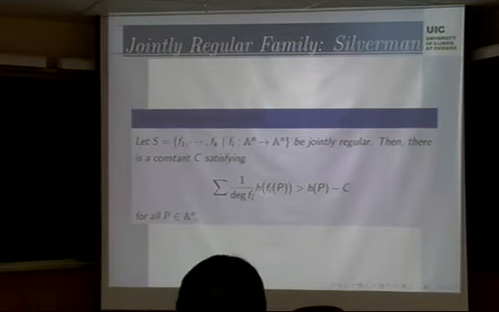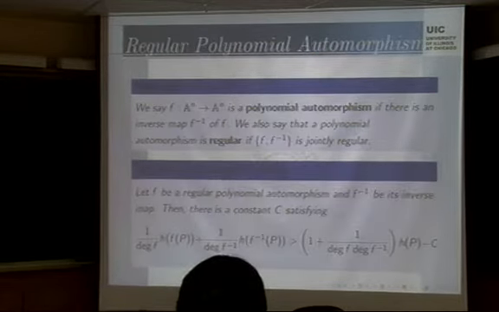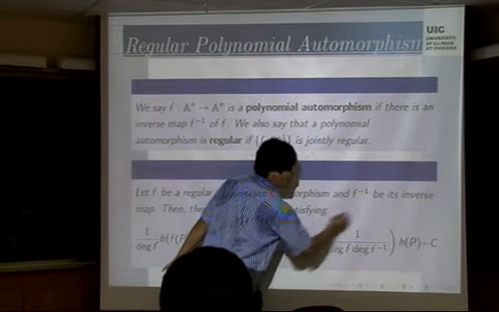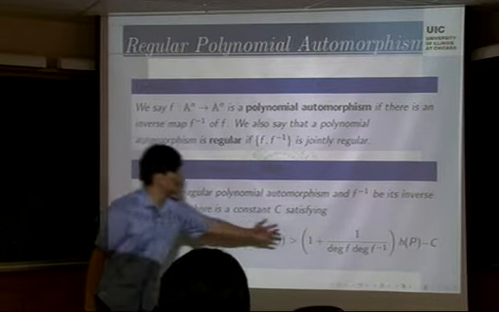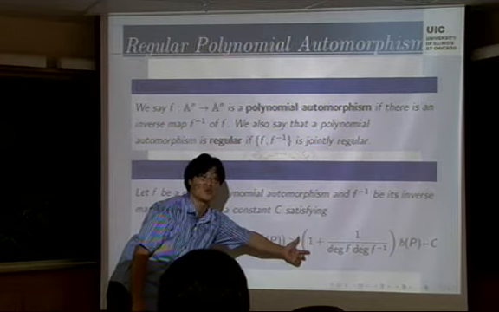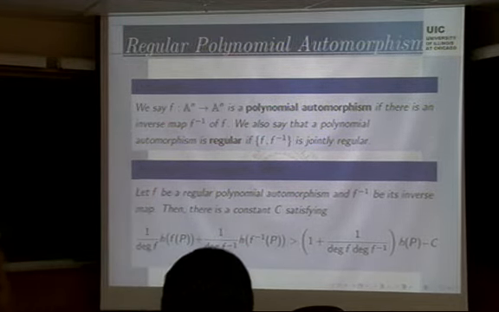But if you have the regular polynomial automorphism case, we slightly improve your upper bound by this constant. Because if you divide the bounds on both sides by this number, which is greater than 1, we have a little smaller upper bound compared with Silverman's theorem.